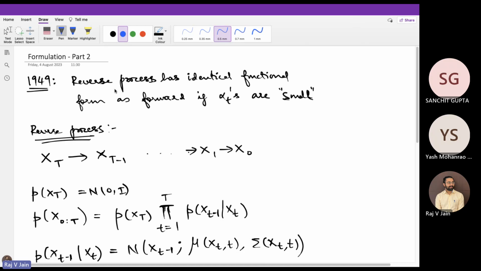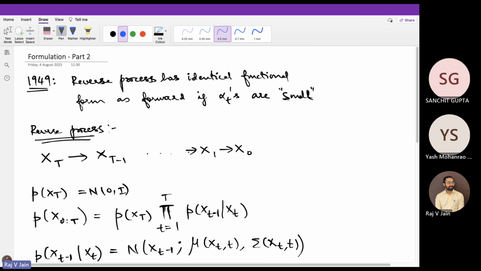So let's say I have a forward process which is a Markov chain, in which the noise that is added is small enough. If it is small enough, then the reverse process will have the same functional form. What that means is, in our reverse process we go from x capital T to x naught, and it will be a finite chain. We cannot do it as an infinite chain. We don't start from x infinity. So this will have a similar functional form, meaning x capital T will be N0, I.